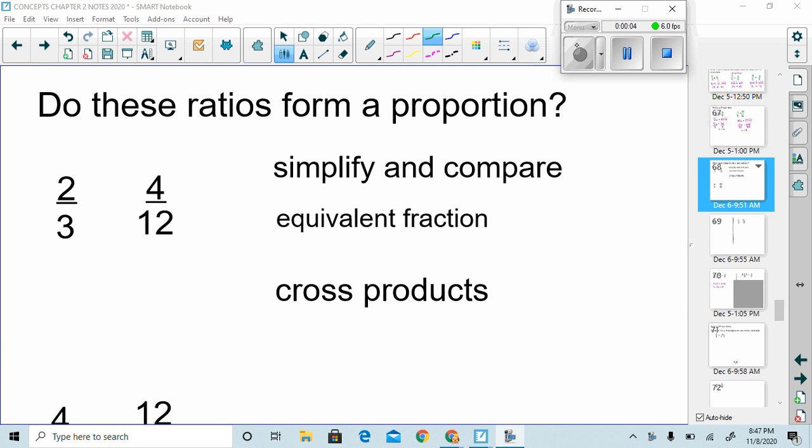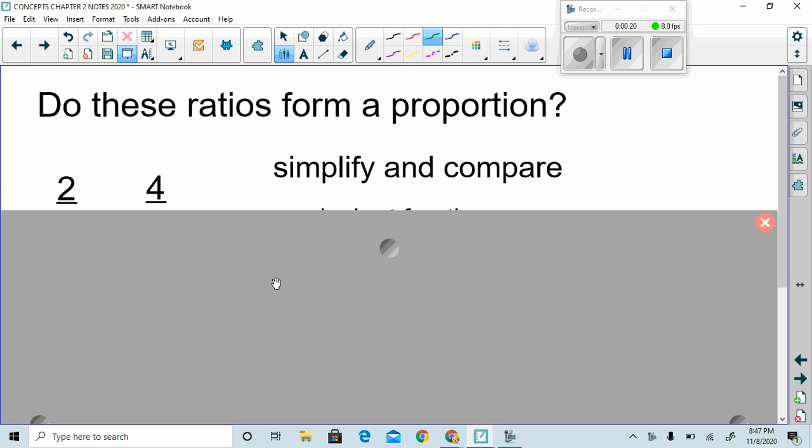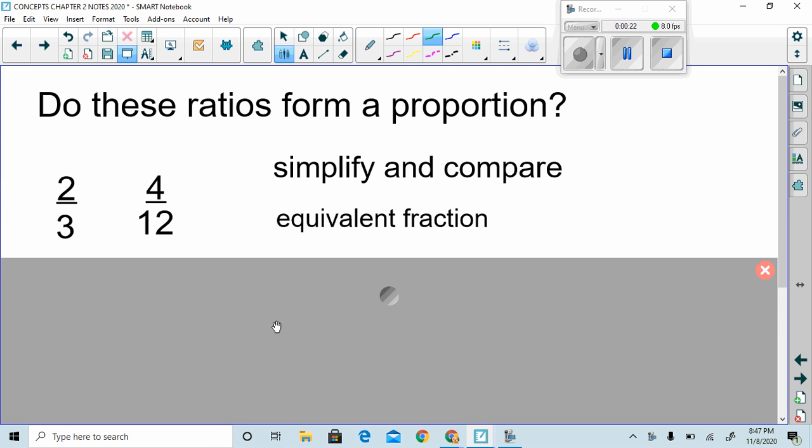In our last session, we were talking about ratios and proportions. I'd like to go back and revisit that for just a little bit. Do these ratios form a proportion? Well, we found out there were two ways for us to investigate this. The first way was to simplify each and compare. And if the fractions in simplest form are equivalent, then it forms a proportion.